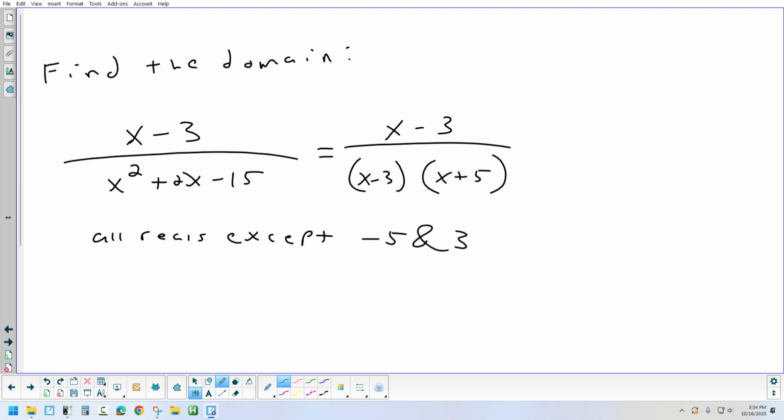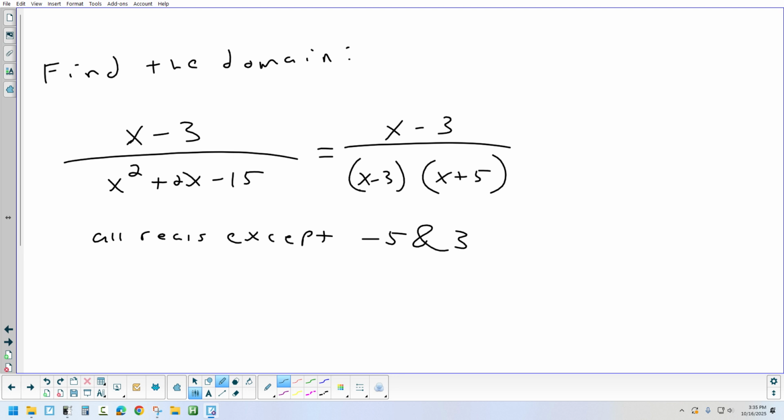What happens at 3? Yeah, there's a hole. Why? Because it's the same factor, x minus 3 and x minus 3 in the bottom. Right, because there's a common factor with the 3. If you plug in 3, you don't just get 0 in the bottom, you get 0 in the top. That means it's a hole.